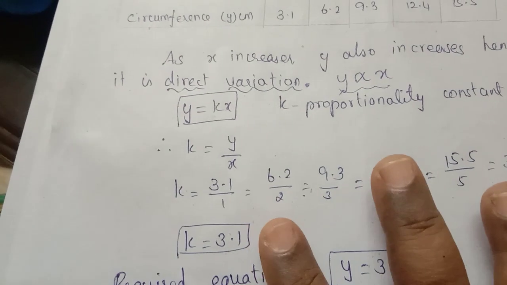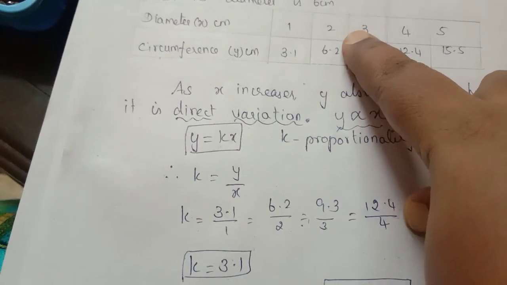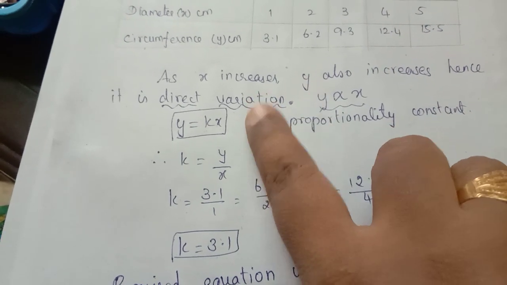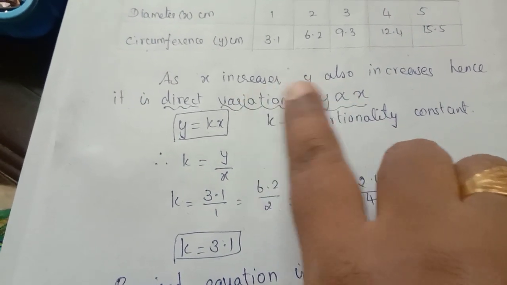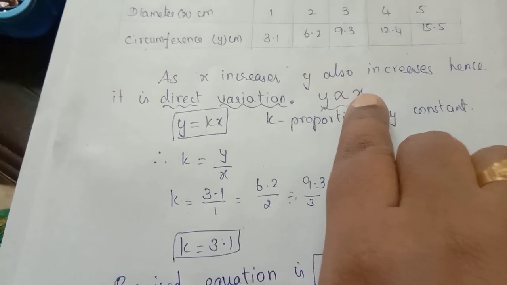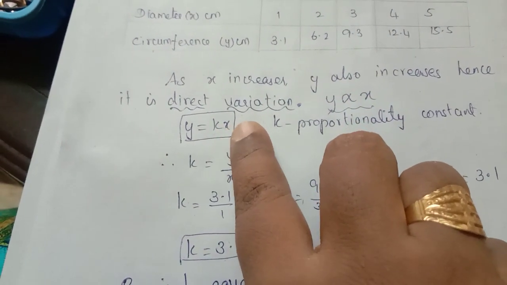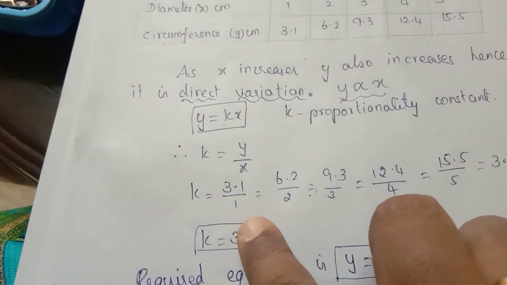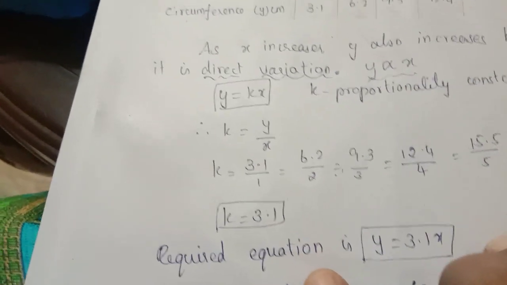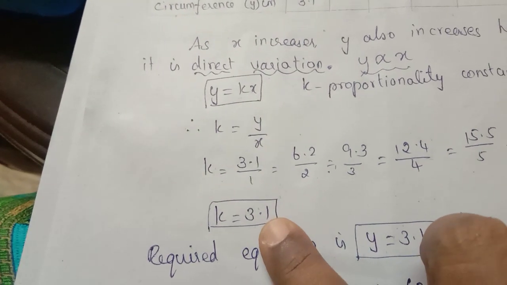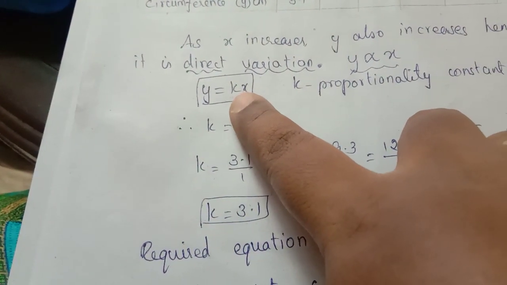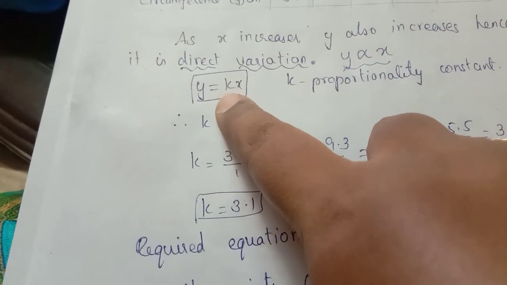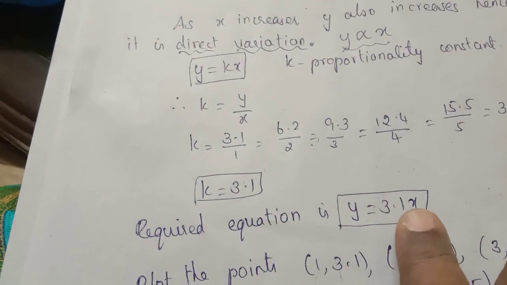As I told, 5 steps will be there. Step 1, we write down the table. Step 2, we mention the type of variation. Step 3, we write the equation for direct variation: y proportional to x, that is y is equal to kx. Fourth step, find the value of k from this. Fifth step, write down the required equation. Substitute the value of k in this equation. So replace k by 3.1. y is equal to 3.1x.